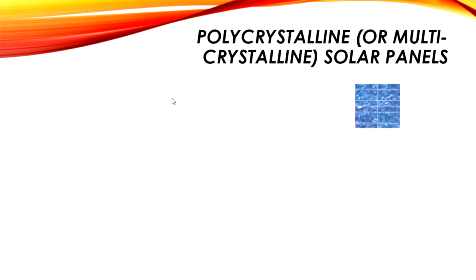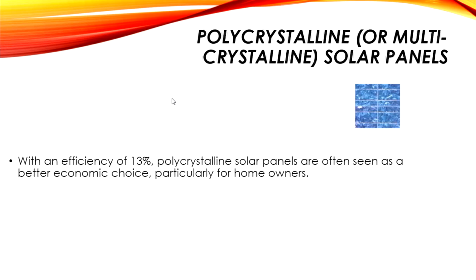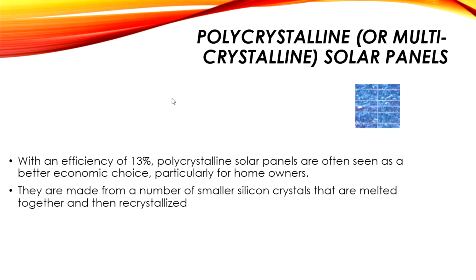The second type is the polycrystalline or multicrystalline. They have an efficiency of 13%. They are often seen as the better economic choice, particularly for homeowners, because they have a lower price than the monocrystalline. They are made from a number of smaller silicon crystals that are melted together and then recrystallized.